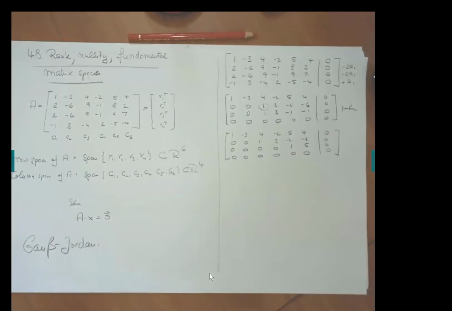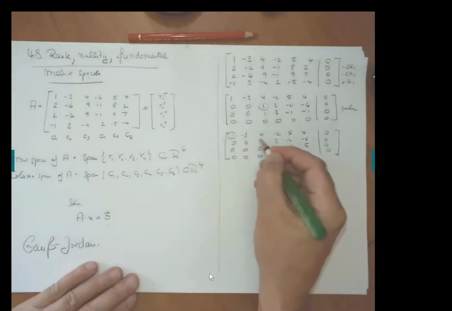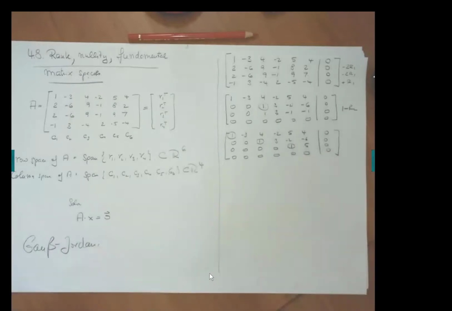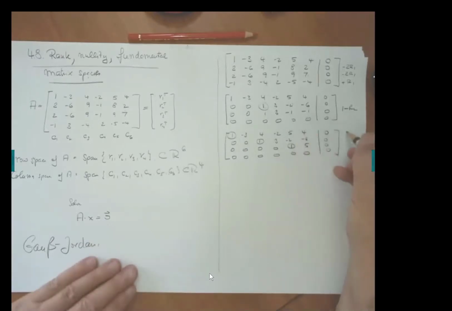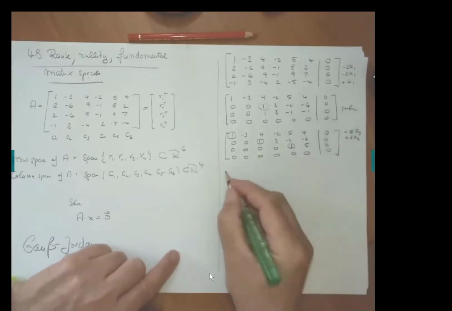Okay, so now we have our leading ones. We see there are 3 of them. So we need to make zeros on top. So let's start from the right. Minus 5 times row 3 plus row 1, and 2 times row 3 plus row 2.